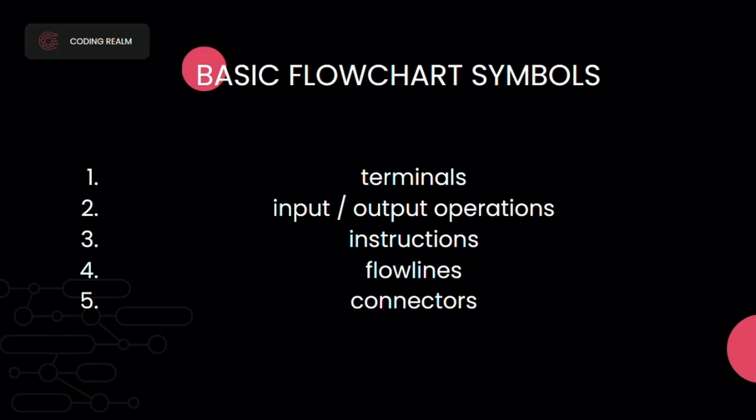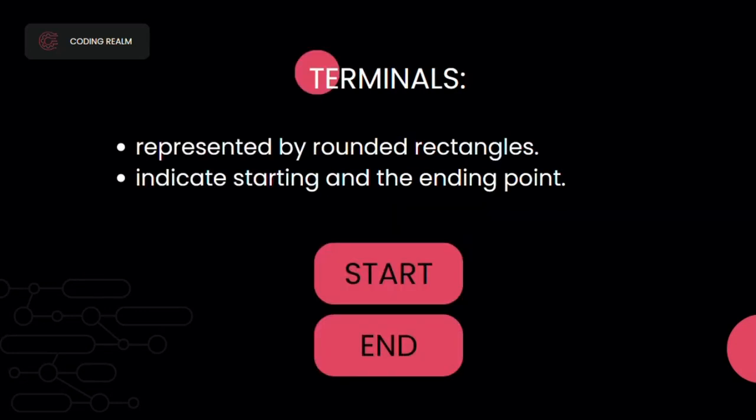Now let's start with the terminals. Terminals are represented by rounded rectangles like this. Start indicates the starting point, and end the ending point. I start the flowchart with the start, and I terminate my flowchart, my problem, with end.